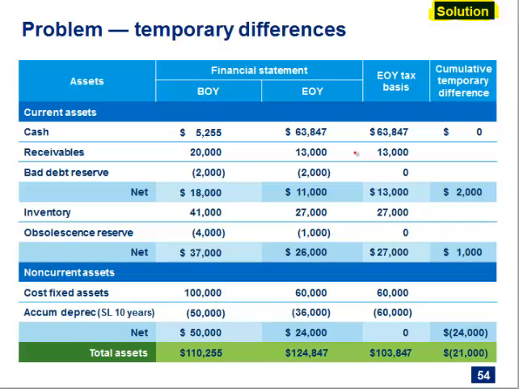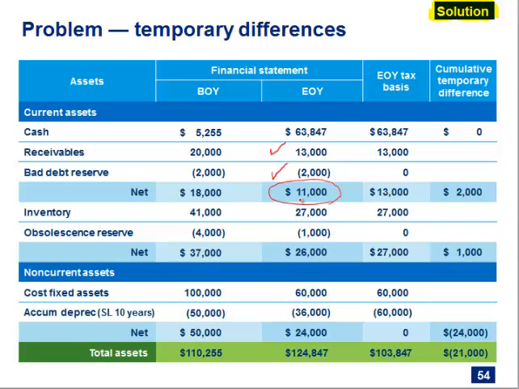So let's take receivables for starters. For book purposes, the company sold a product and expects to receive $13,000 of money from a customer. That's its accounts receivable. What they subsequently did was say, well, not everyone pays, so we're going to estimate that 2,000 of our 13,000 of receivables will go bad. So our book basis in receivables, net, is $11,000.